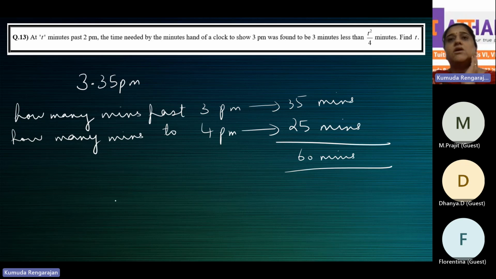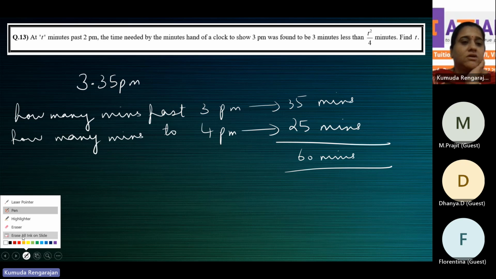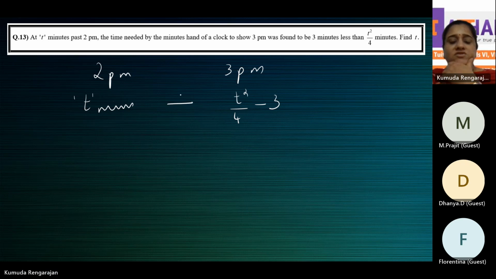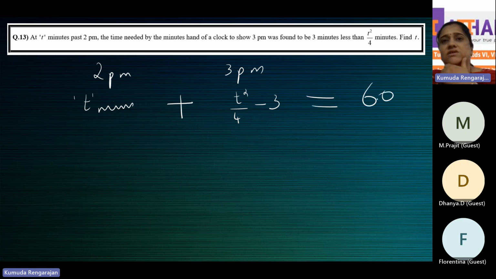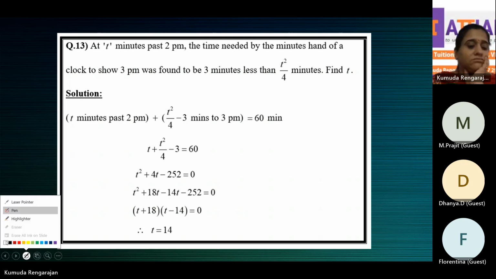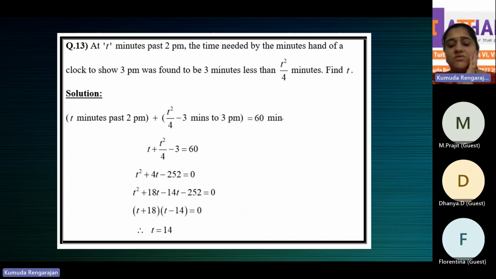So this is what we need to remember to frame an equation for this situation. So here it is 2 p.m. and 3 p.m. How many minutes past 2? T minutes. How many minutes to become 3? T square by 4 minus 3. So these two will add up to 60. That's the equation. Yeah, please work, children.